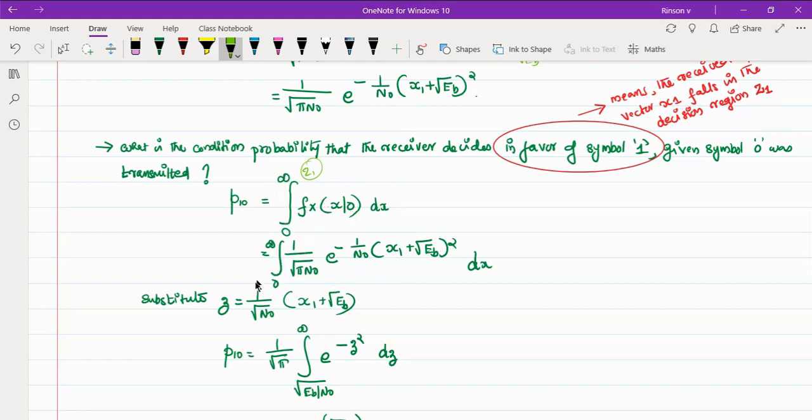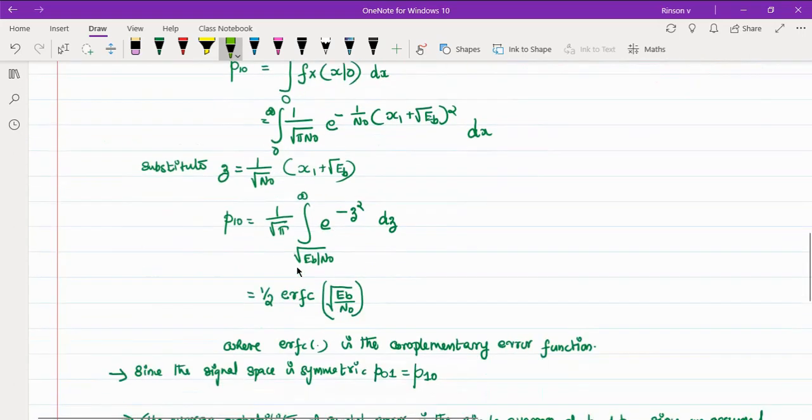Simply integrate that. Now substitute this: you do a substitution, 1 by root N0 times (x1 plus root Eb) is equal to z. Then you can simplify it like this. You just need to change the limits. So this is p10, and that can be represented by this half complementary error function of root Eb by N0. So this is nothing but a generalized form of the complementary error function.